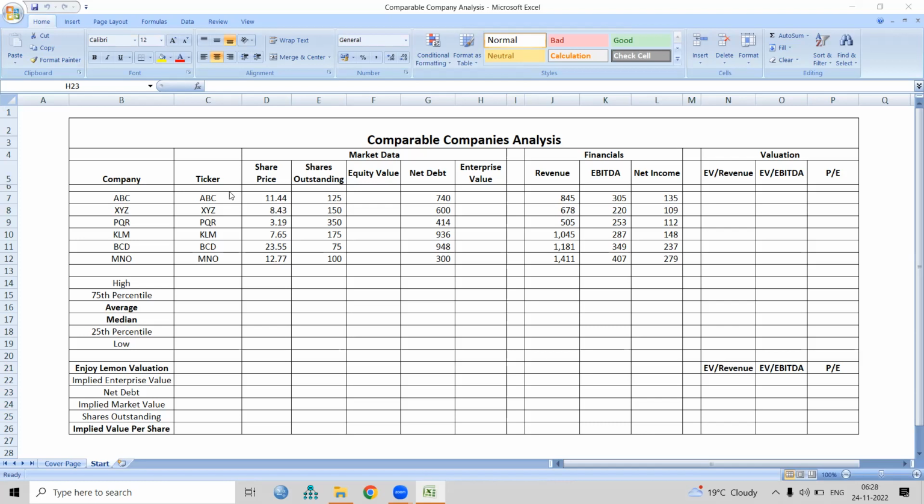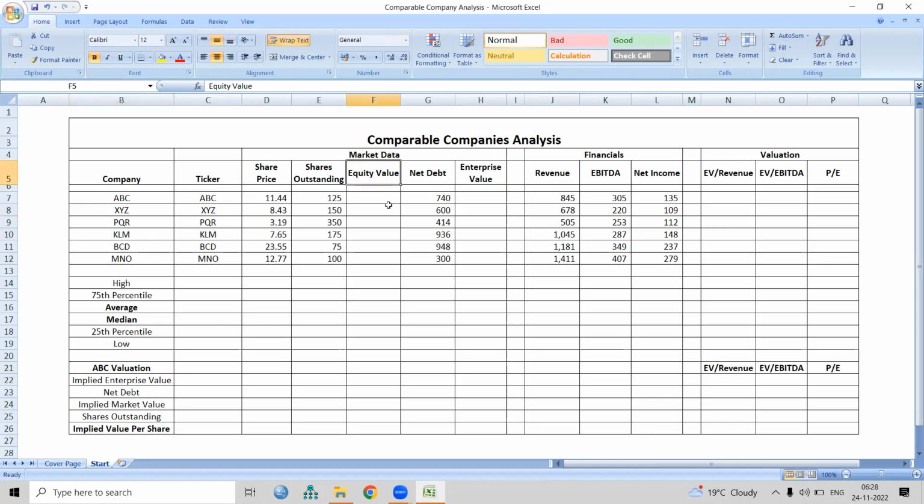There are many parameters on which we find out the value of the company, such as the revenue parameter, EBITDA parameter, net income, and so on. Let's see how to calculate this, and on the basis of which we find out the value of this company. So let's find out the value of ABC company here. That's the target company. The similar companies are identified as XYZ, PQR, KLM, BCT, and MNO.